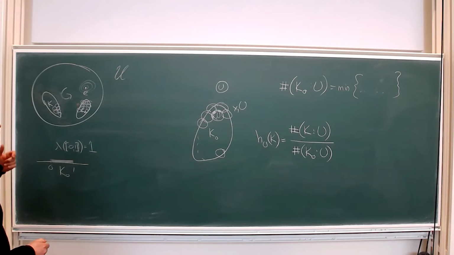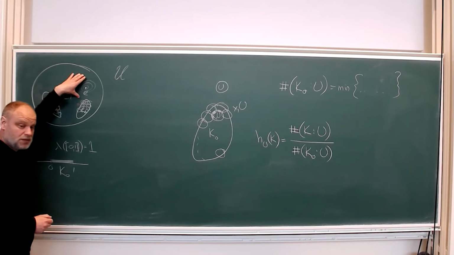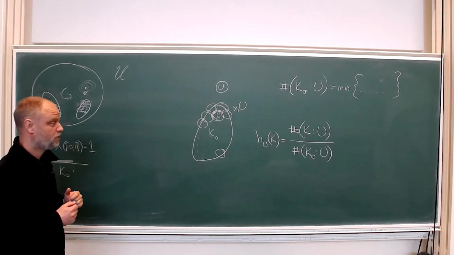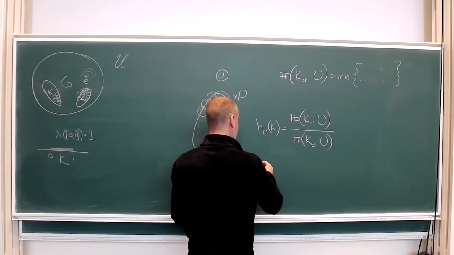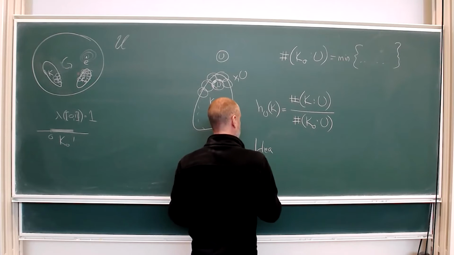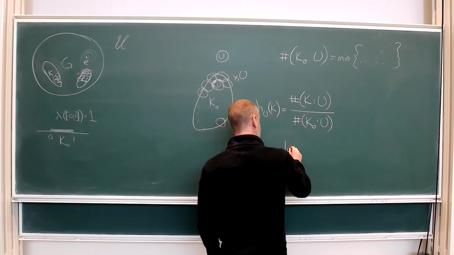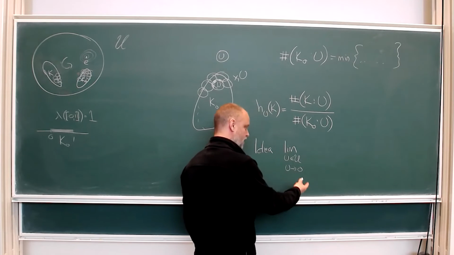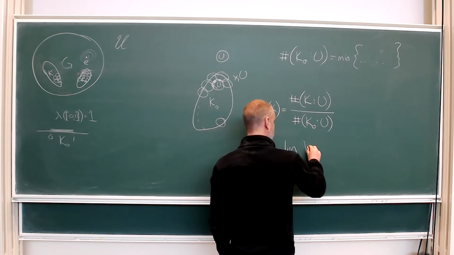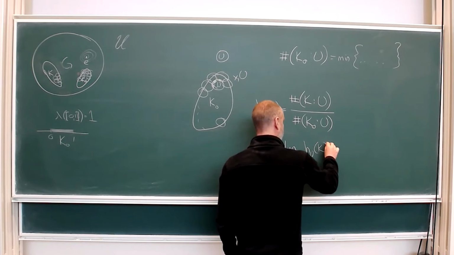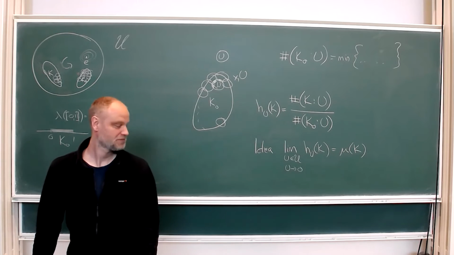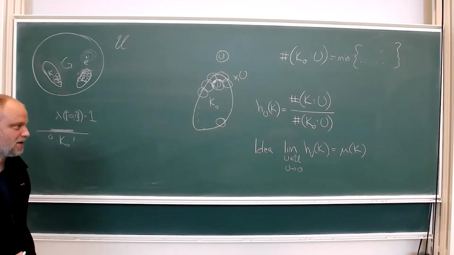So then, now is where we involve these guys. We're going to have this collection of neighborhoods, so the idea here basically would be to take the limit of H_U as U goes to 0, whatever that means, and then H_U of K equals the measure of K. This is how the whole thing is set up.